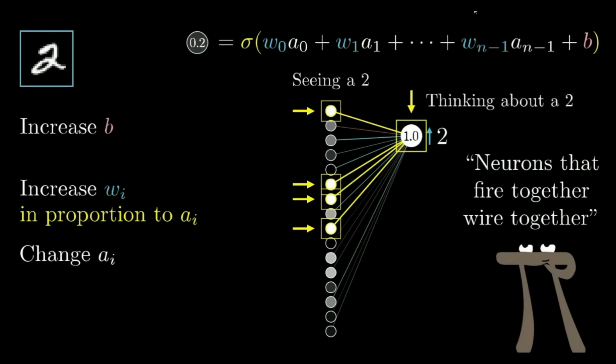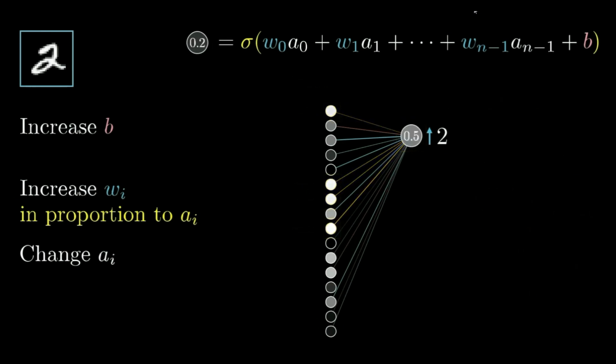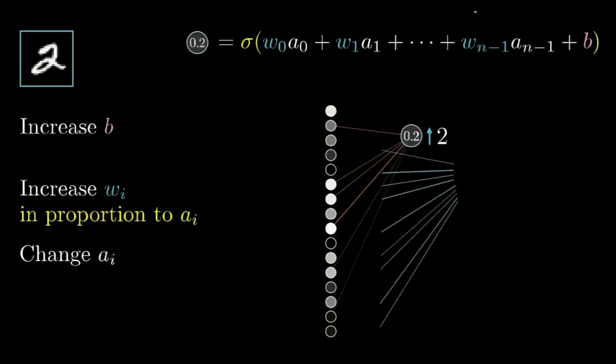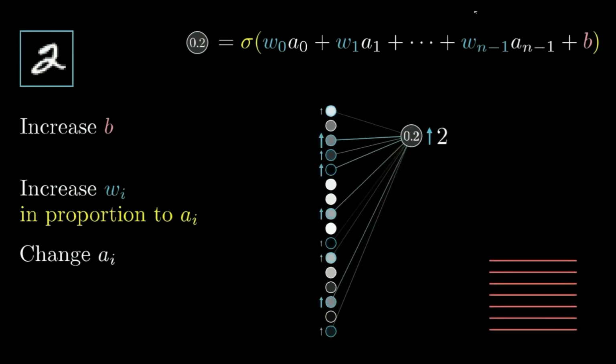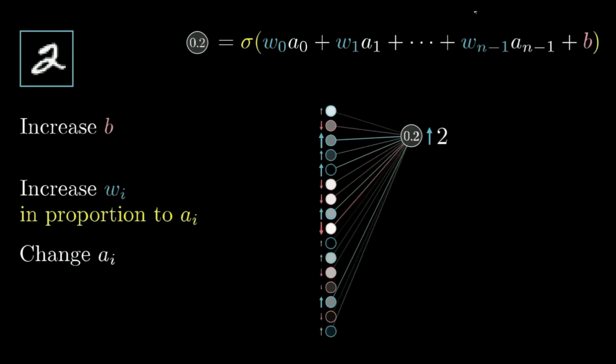In a sense, the neurons that are firing while seeing a 2 get more strongly linked to those firing when thinking about it. Anyway, the third way that we can help increase this neuron's activation is by changing all the activations in the previous layer. Namely, if everything connected to that digit 2 neuron with a positive weight got brighter, and if everything connected with a negative weight got dimmer, then that digit 2 neuron would become more active. And similar to the weight changes, you're going to get the most bang for your buck by seeking changes that are proportional to the size of the corresponding weights.